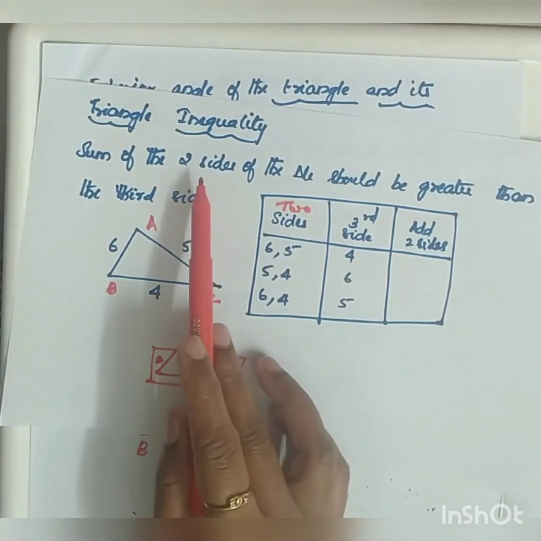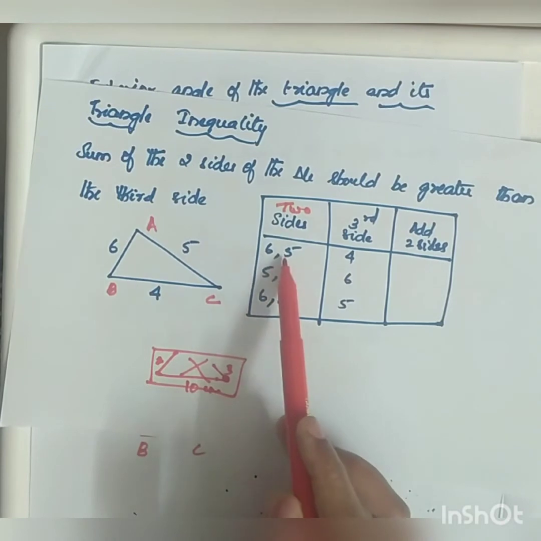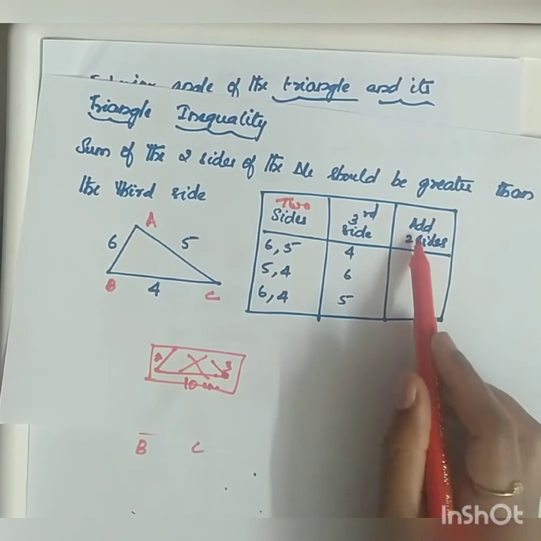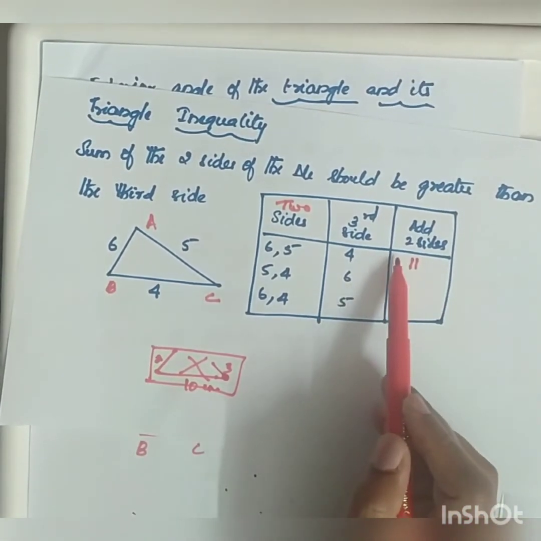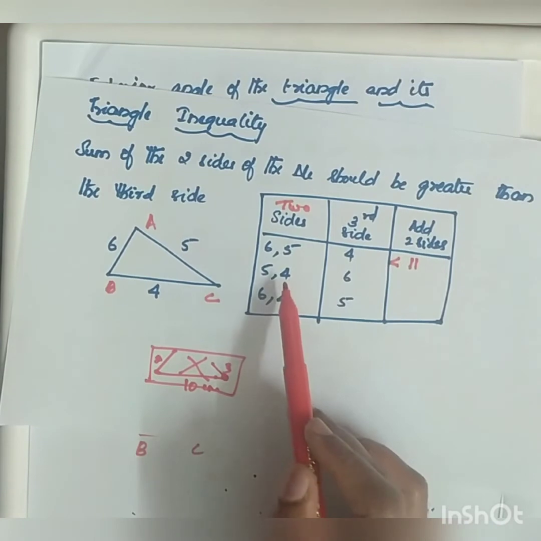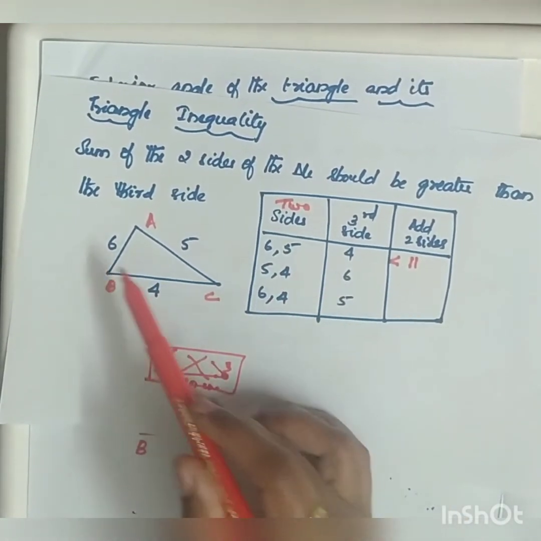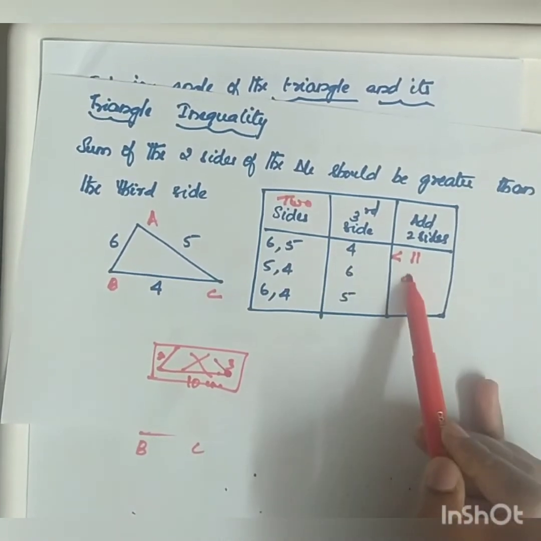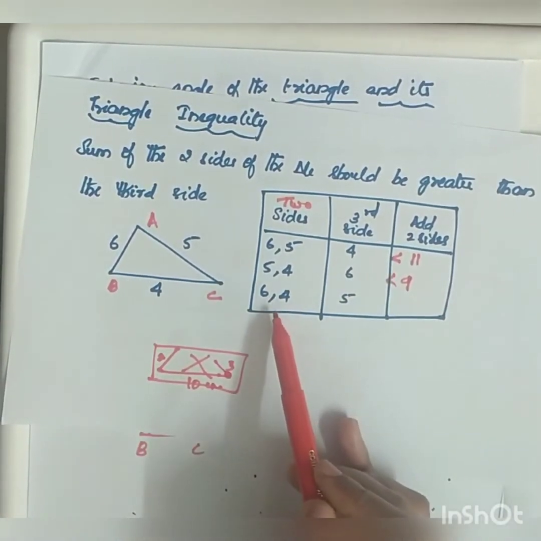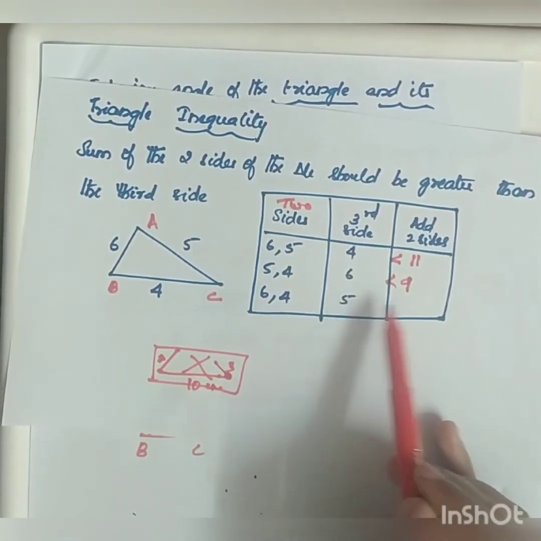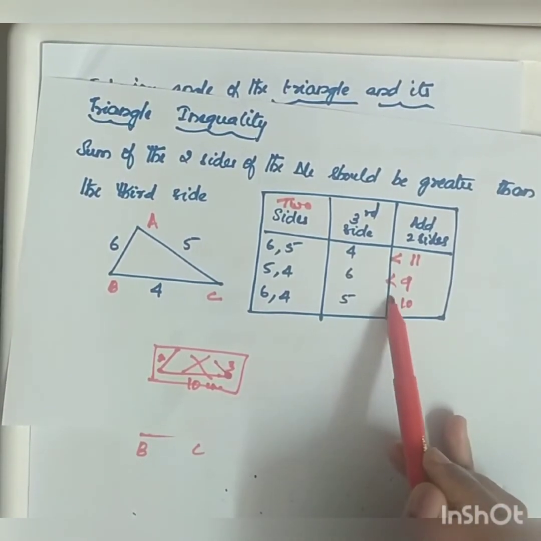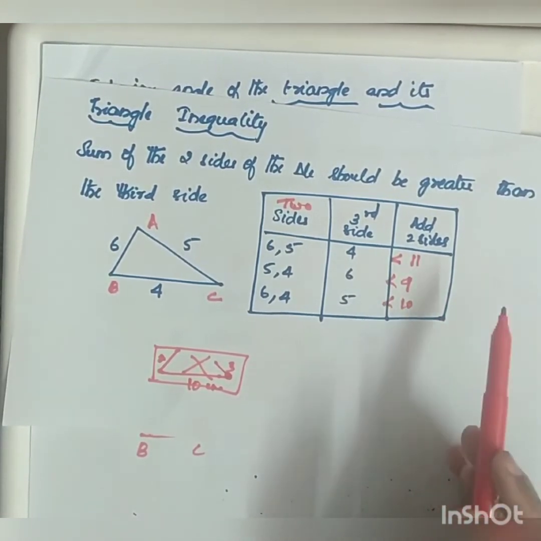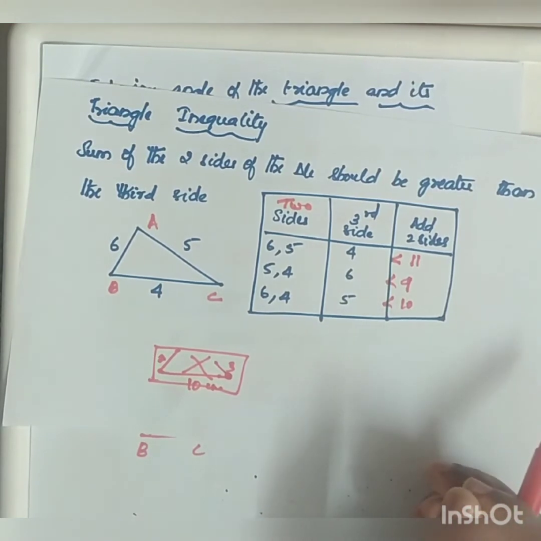As per the property, I take the sum of the two sides: 5 plus 6 is 11, which is greater than 4. Similarly, for the other two sides 5 and 4, the third side is 6. So 5 plus 4 is 9, which is again greater than 6. Similarly, 6 plus 4 is 10, which is greater than 5. So the condition is satisfied and you can form a triangle. This is called the triangle inequality theorem.